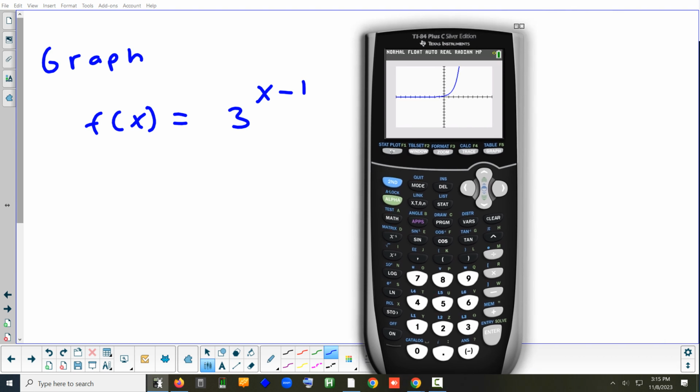You can tell that it's shifted to the right because if you graph 3 to the x, the graph in red should look like it's a little bit to the left. You won't be able to tell there, but now you can tell. It's moved 1 unit to the right. So it would just be a matter of matching it up to the picture on the test. Any questions on how to type in an exponential function?